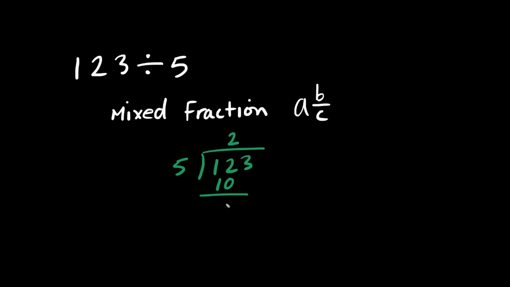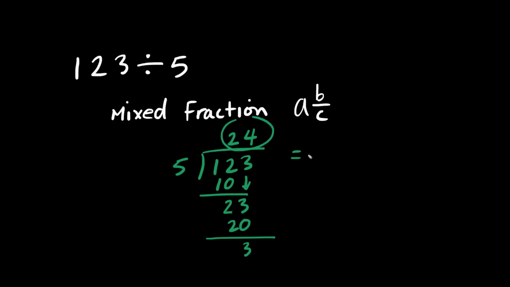12 minus 10 is 2, and we drop the next digit, a 3. 5 times what is 23? Let's try 4. 5 times 4 is 20. Draw a line. 23 minus 20 is 3. So now we have a quotient 24 as your a value.